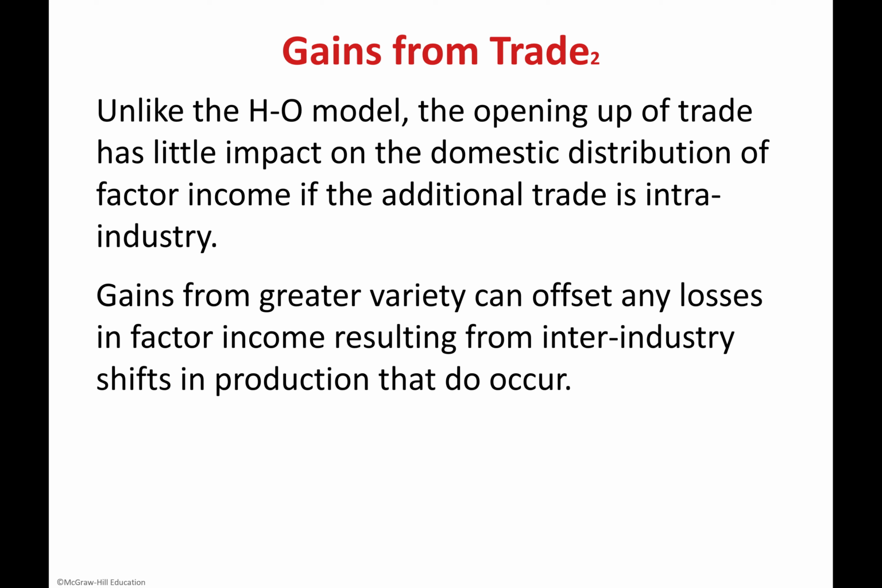So we don't have the kind of Heckscher-Ohlin model type of setup where you have quite a big change in the distribution of factor income within the country. Here, the intra-industry trade doesn't really affect the domestic distribution of factor income at all. Gains from greater variety can offset any losses in factor income resulting from inter-industry shifts in production that do occur.